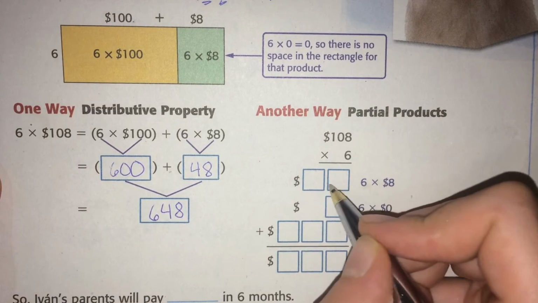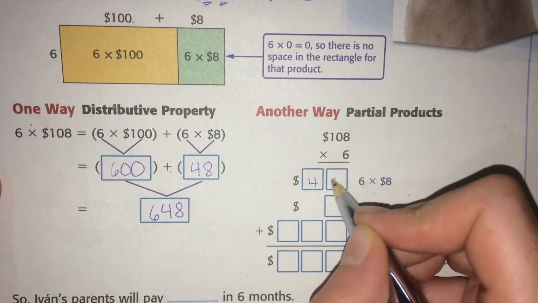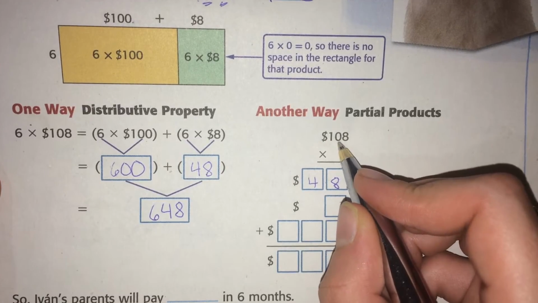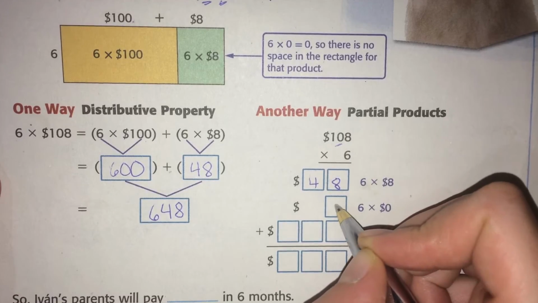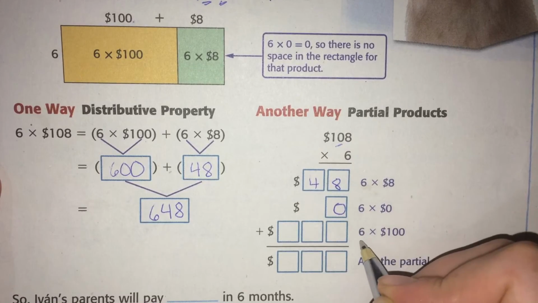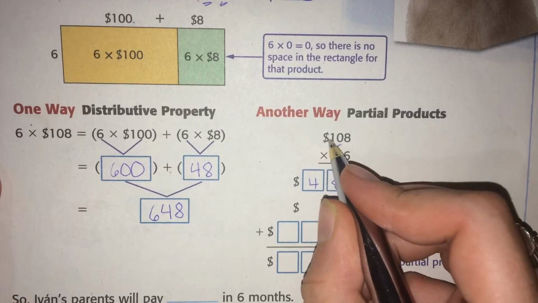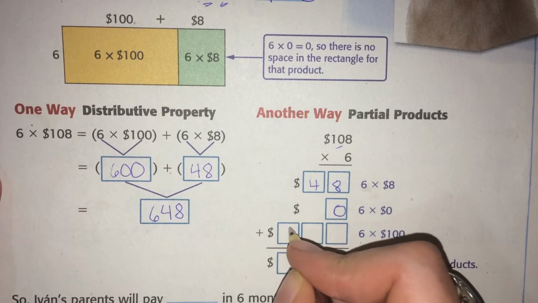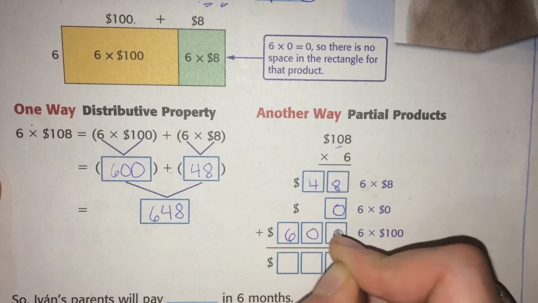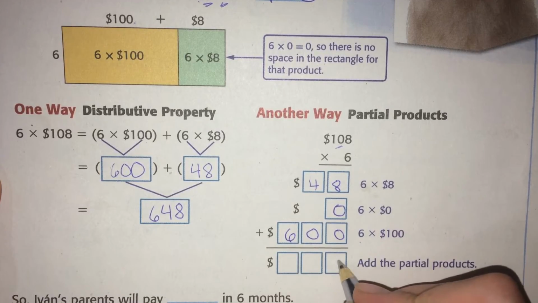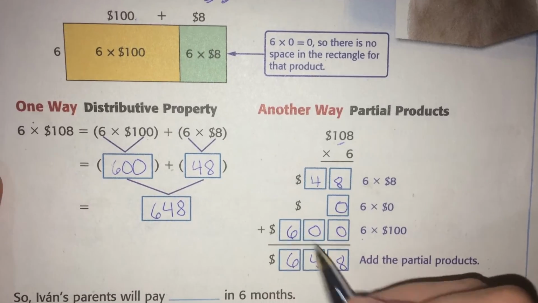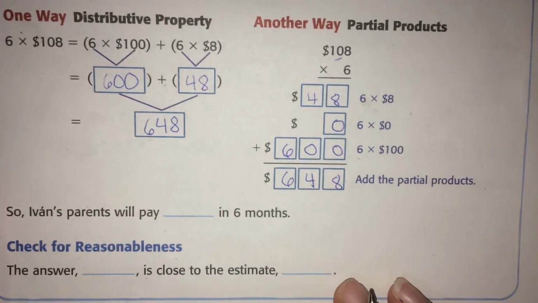Okay, first we'll do 6 times 8, which we know is 48. And then there's a 0 here. So 6 times 0, 0. And now the last place value, 100. 6 times 100 is 600. And add these up. 8, 4, 6. And we got the same answer.